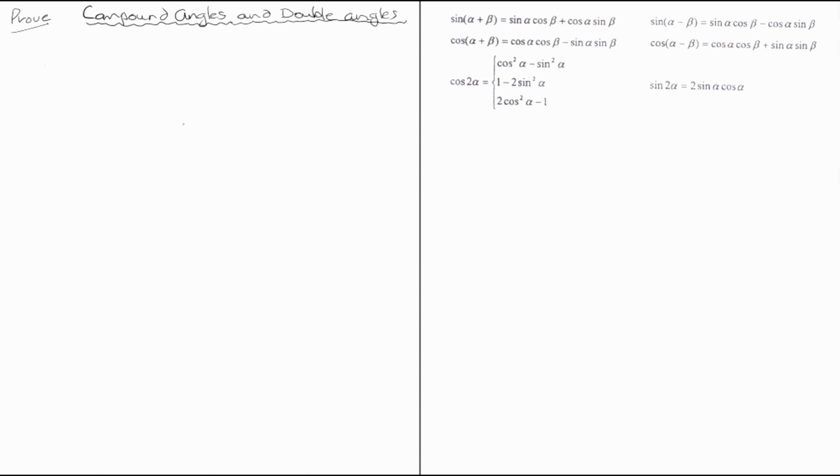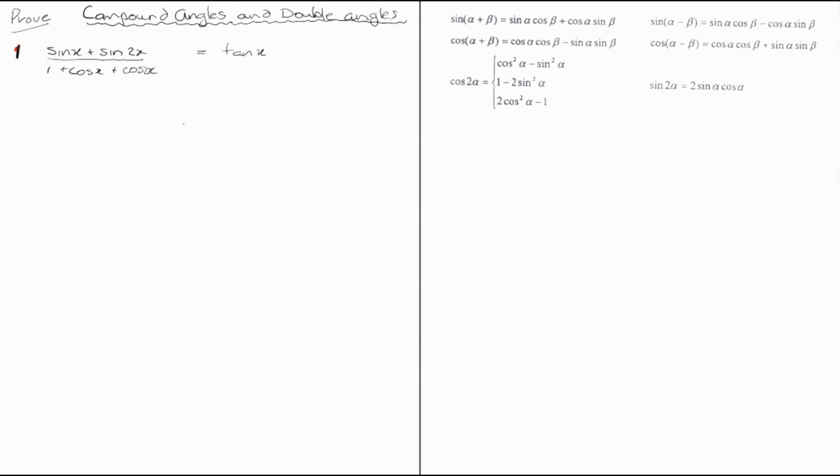The lesson today is going to be identities with a combination of compound and double angles. Right, question 1. Question 1 is going to be sine x plus sine 2x, on 1 plus cos x plus cos 2x, and we're trying to get that to equal tan x.